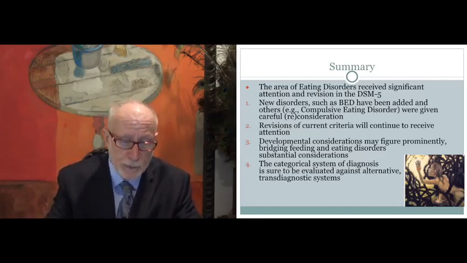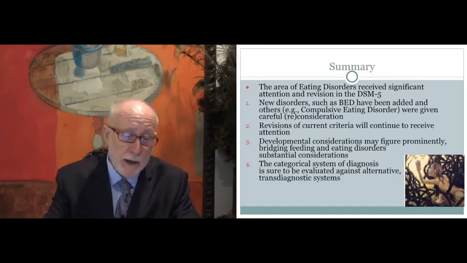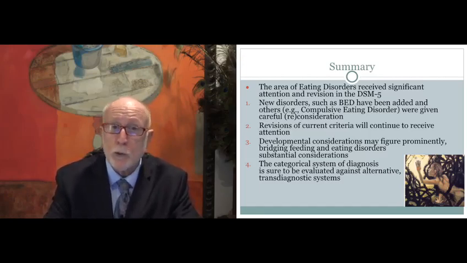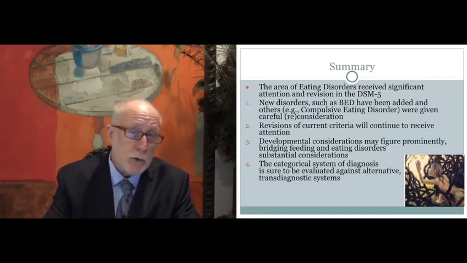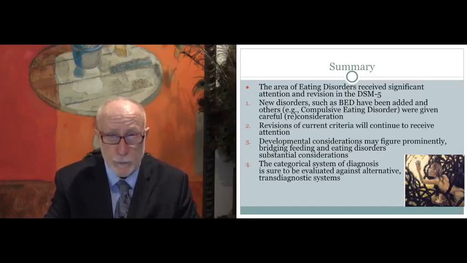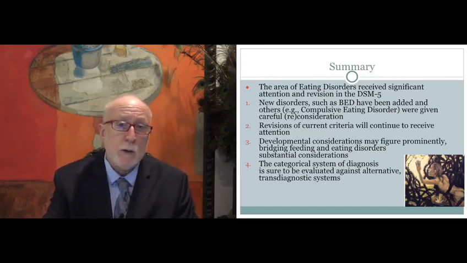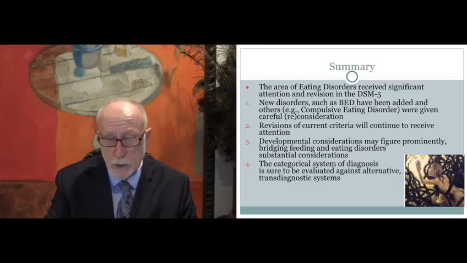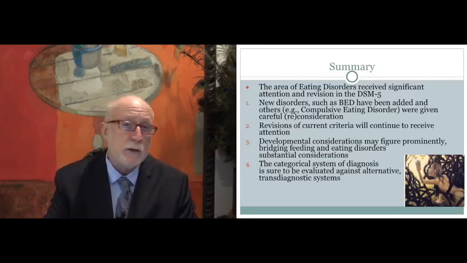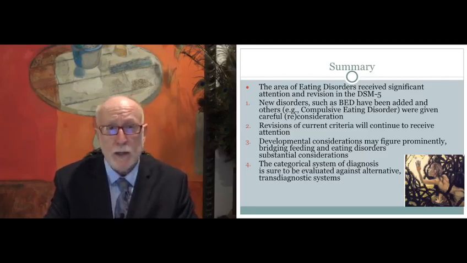And finally, I'll just say that the categorical system of diagnosis is sure to be evaluated and reevaluated again in the future in relation to transdiagnostic or dimensional forms of diagnosis. Well, this is a good place for us to stop, giving you a good sense at least of the overall kinds of changes in the criteria and in the disorders that typify this new category in the DSM-5 called the feeding and eating disorders.